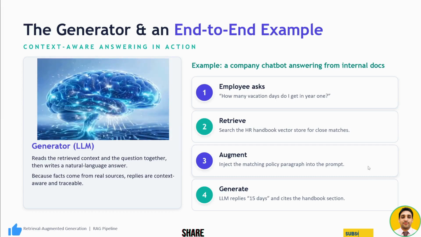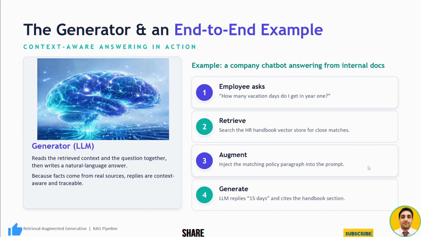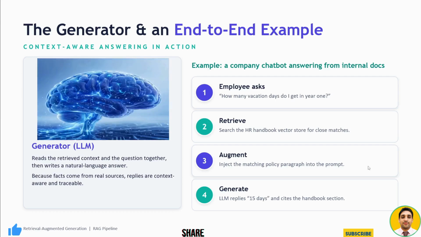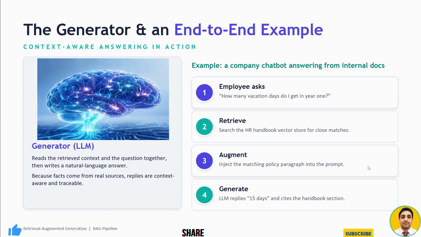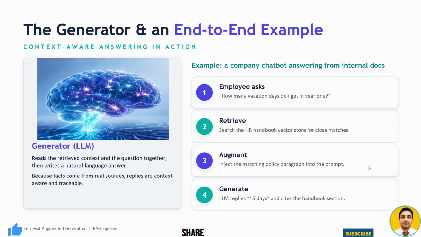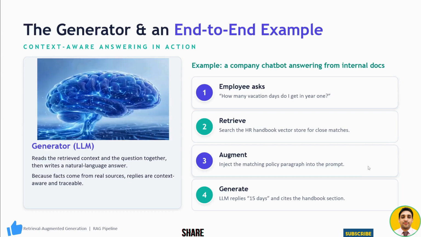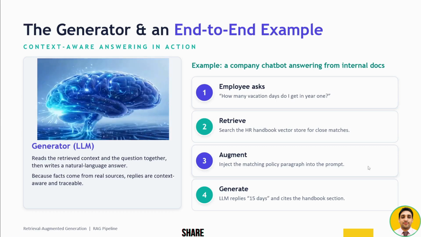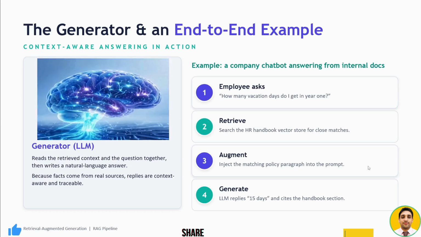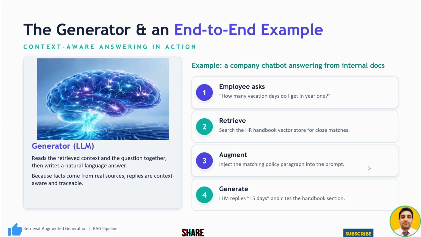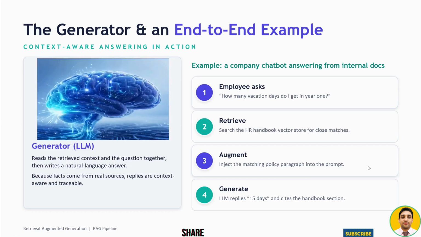In the third step, called augmentation, the system takes the matching policy paragraph it found and injects it directly into the prompt that will be sent to the language model. Finally, in the fourth step, called generation, the language model produces its reply, in this case stating 15 days, and it is able to cite the exact section of the handbook that this answer came from, giving the employee full confidence that the answer is accurate and verifiable.